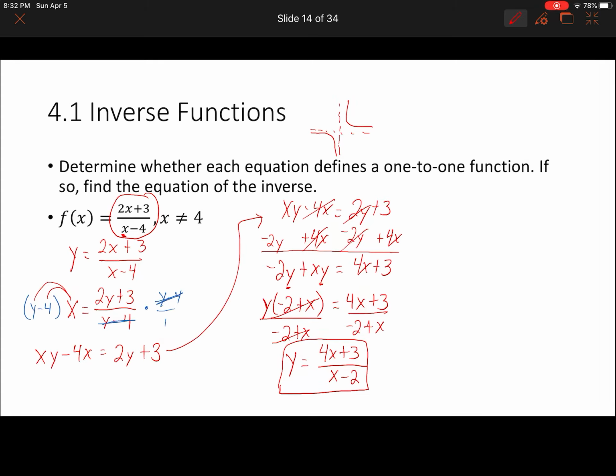Now, again, if you want to check this, you could take this inverse and put it in place of x in function f, and you should get x. And you could take this original function f of x and put it in for x in this inverse, and you should still get x. That's a really complicated thing to do. I wouldn't recommend doing that, but you could. So if you wanted to check yourself, that is a way to check.